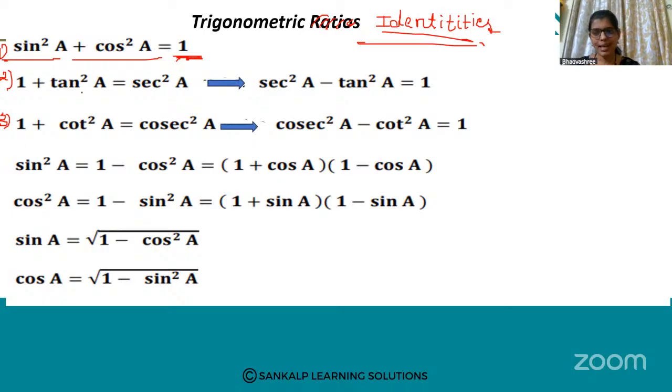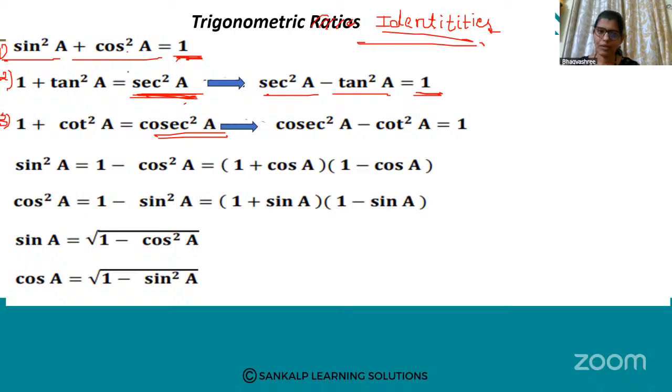1 plus tan square theta is sec square theta. Remember, 1 plus tan square a is sec square a. Sin square a plus cos square a is 1. 1 plus cot square a is cosec square a. So if I transfer this tan square a to this side, sec square a minus tan square a is equal to 1. We will use this in the next problems. 1 plus cot square a is equal to cosec square a.